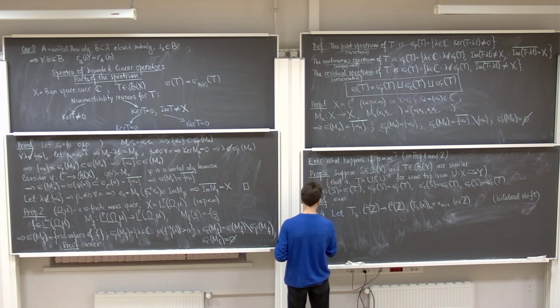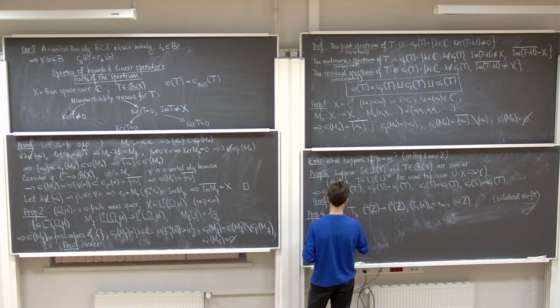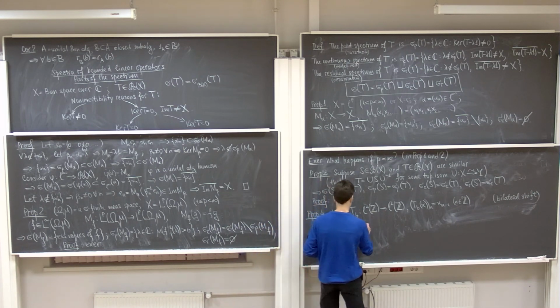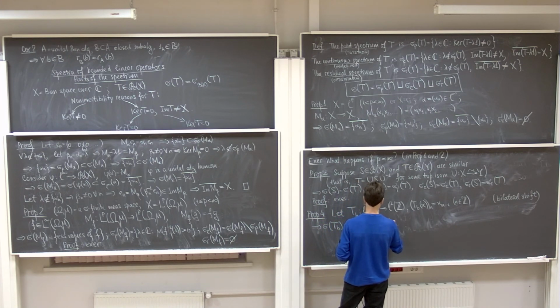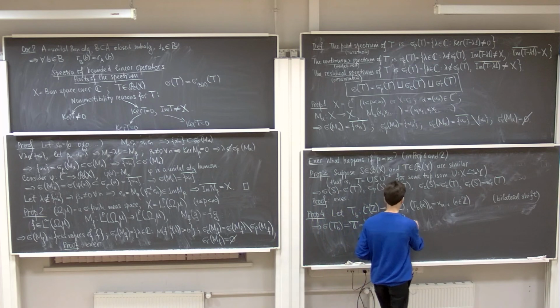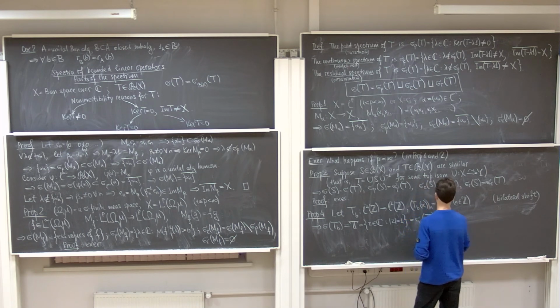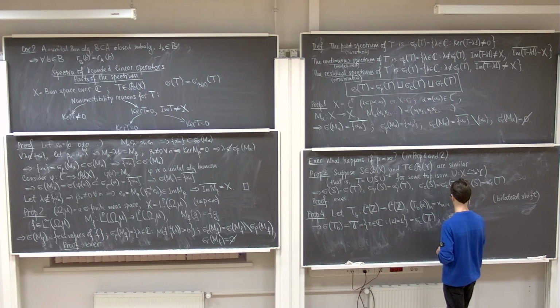So I claim that the spectrum of this operator is the unit circle, bold T. So let's recall that bold T is the unit circle on the complex plane centered at 0. The continuous spectrum is also equal to the circle. And the point spectrum and the residual spectrum are empty.